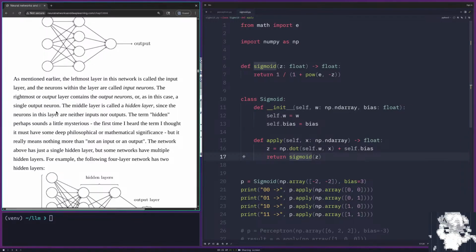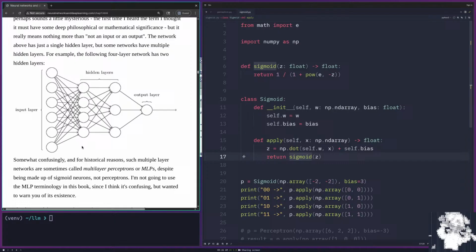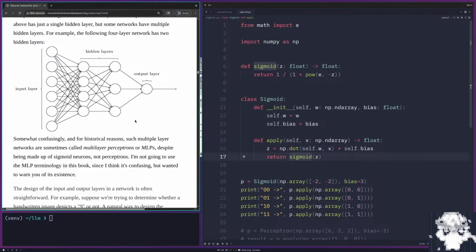The term hidden perhaps sounds a little mysterious. The first time I heard the term, I thought it must have some deep philosophical or mathematical significance. But it really means nothing more than not an input or an output. The network above has just a single hidden layer, but some networks have multiple hidden layers. For example, the following 4-layer network has 2 hidden layers. Input, hidden, hidden, output. Somewhat confusingly, and for historical reasons, such multiple layer networks are sometimes called multi-layer perceptrons, or MLPs, despite being made up of sigmoid neurons, not perceptrons.